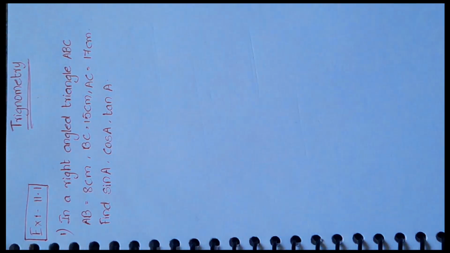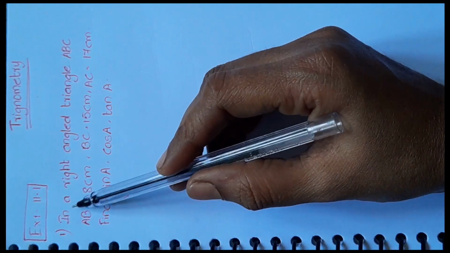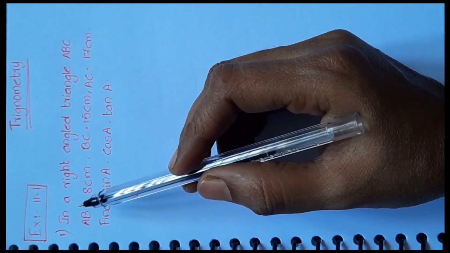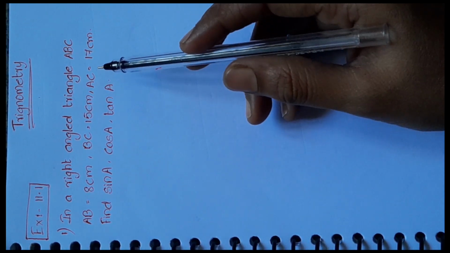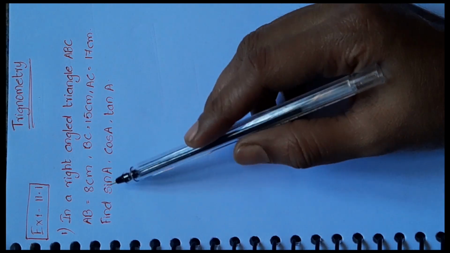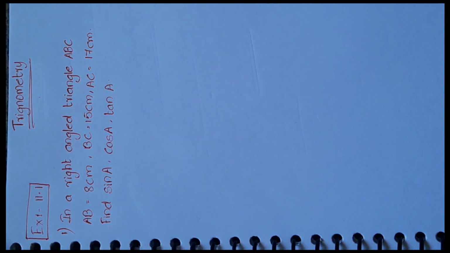Today, let us discuss the trigonometry chapter in 10th class, exercise 11.1. First question is, in a right angle triangle ABC, AB is given as 8 centimeters and BC is given as 15 centimeters, AC is given as 17 centimeters. Now, we should find sin A, cos A and tan A.